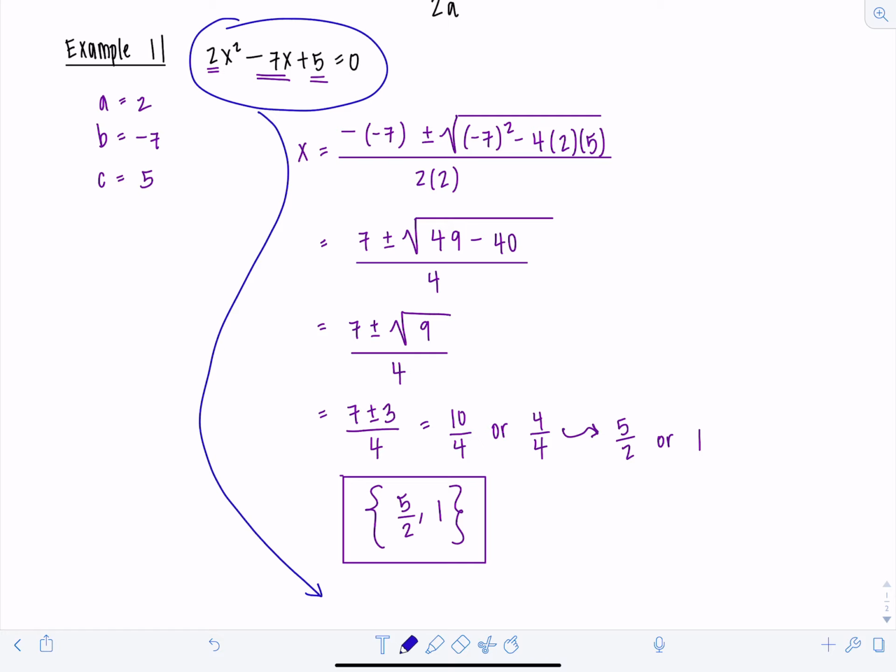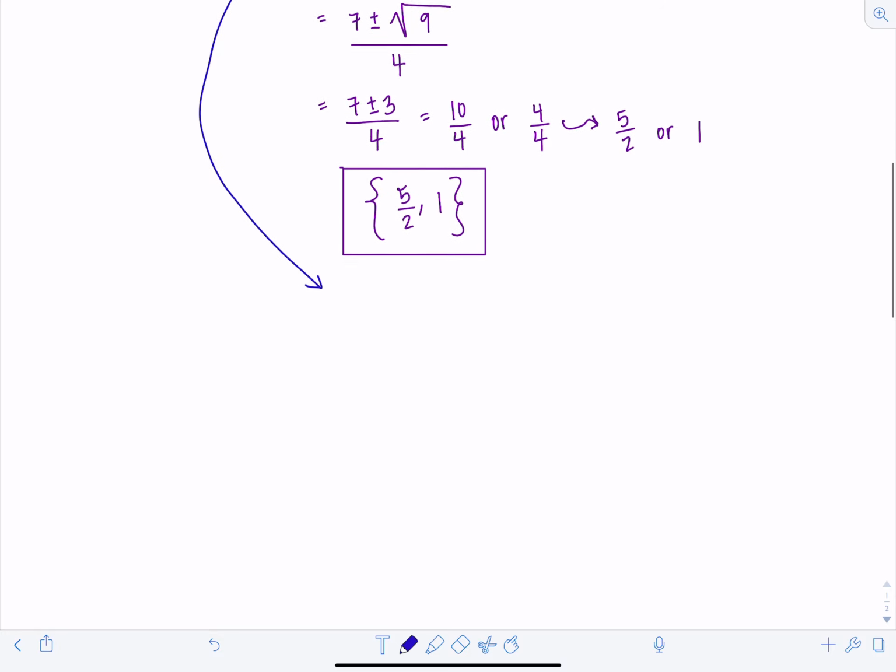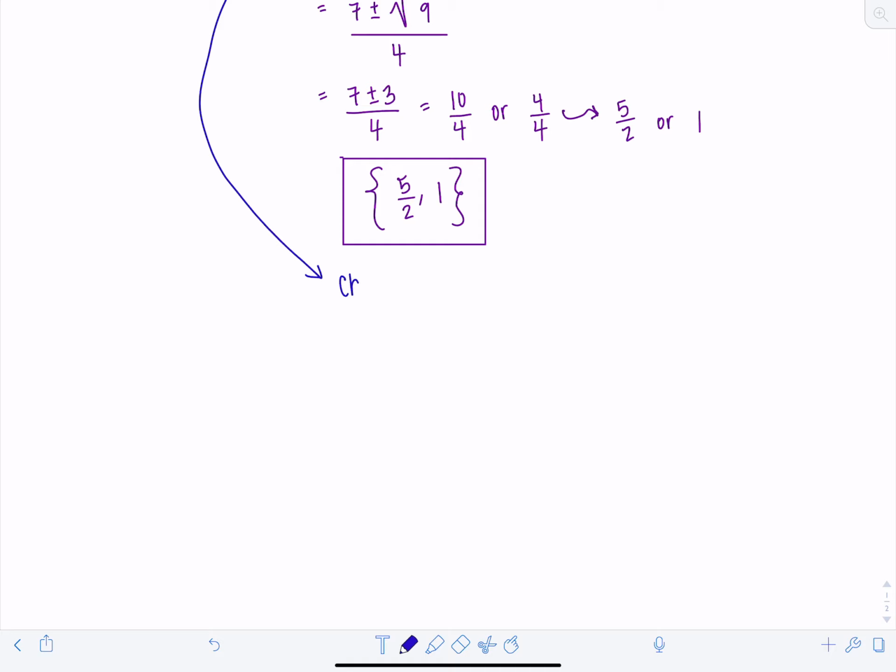So 2x squared minus 7x plus 5 equals 0. Let's check by factoring. 2x squared minus 7x plus 5 equals 0. So if I factor this, 2x squared, that's going to factor into 2x and x. 5 and 1, I want to put the 1 here and the 5 in the first factor, and then both of these need to be negative, so I get a negative 7x.